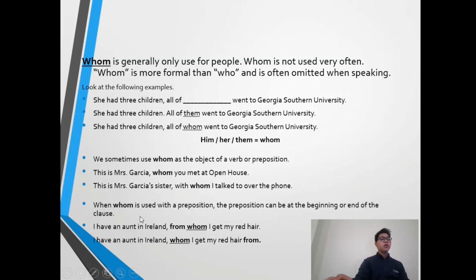When whom is used with a preposition, the preposition can be at the beginning or end of the clause. A preposition is of, in, from, and so on. I have an aunt in Ireland from whom I get my red hair. I have an aunt in Ireland whom I get my red hair from. So we can use from in front of the relative pronoun or at the end of the sentence.